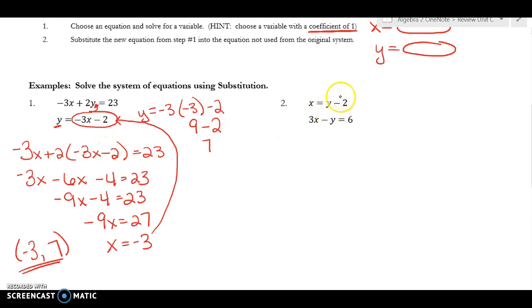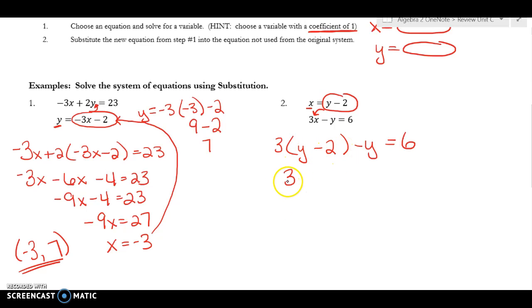Okay, well, number 2 right here, this is my x this time. So since it's x, it's going in for x. So 3 minus y equals 6, and I'm plugging in y minus 2.